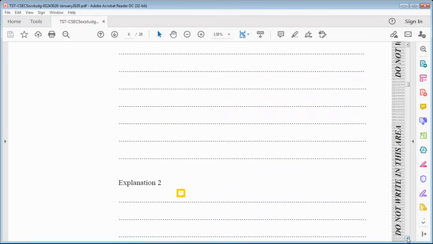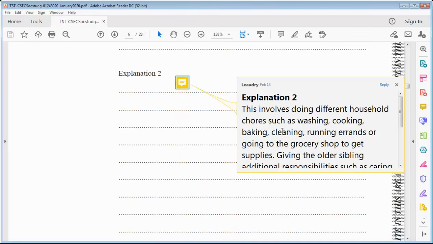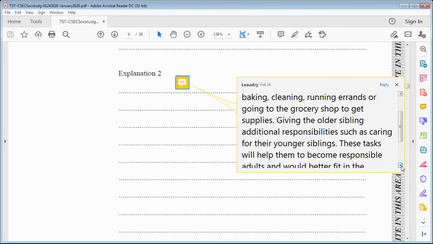What is the explanation for that now? It says this involves doing different household chores. So parents are going to give their children different household chores such as washing, cooking, baking, cleaning, running errands, or even going to the grocery shop to get supplies. They can also give the older sibling additional responsibilities, such as caring for their younger siblings.